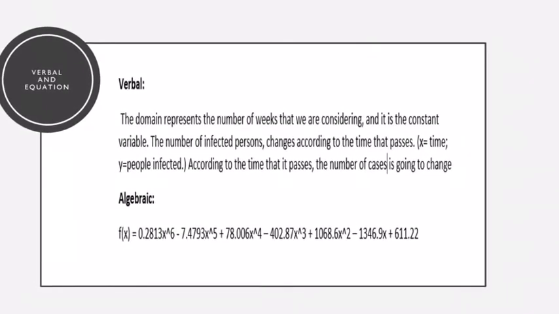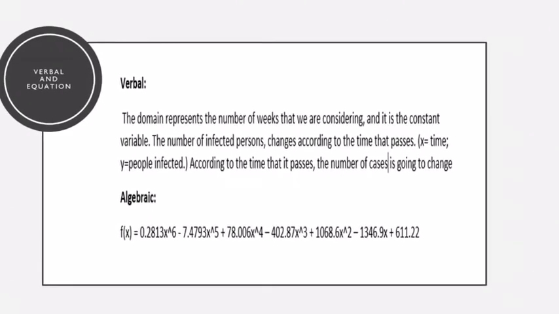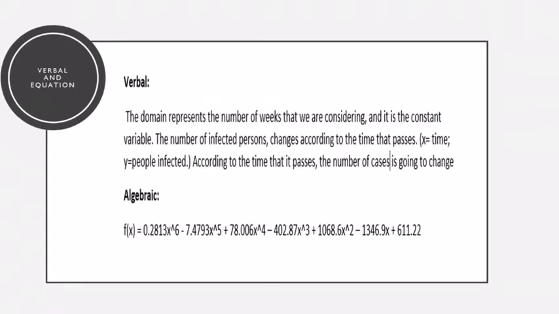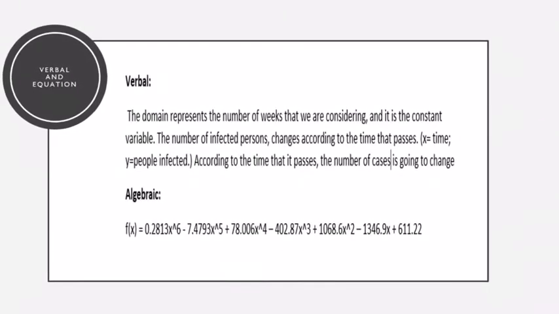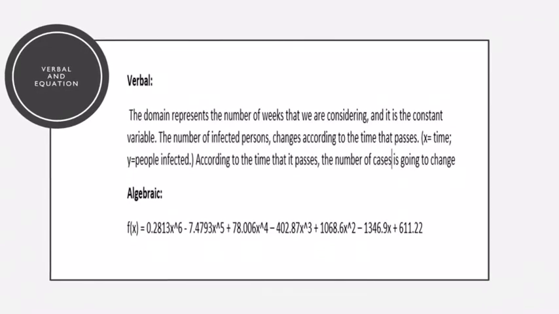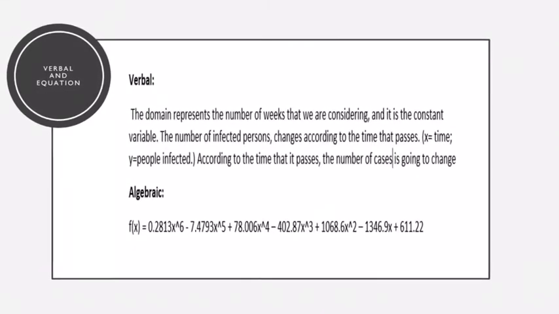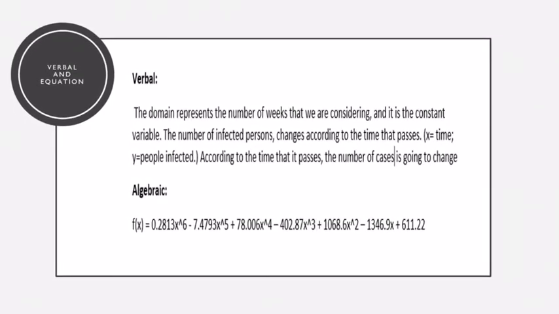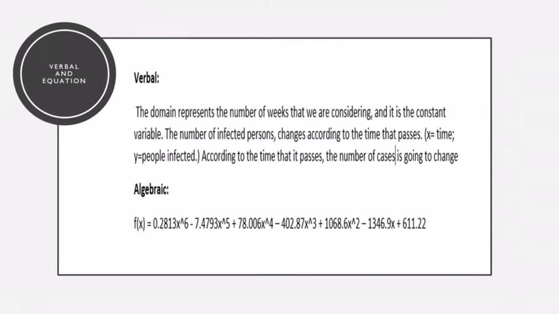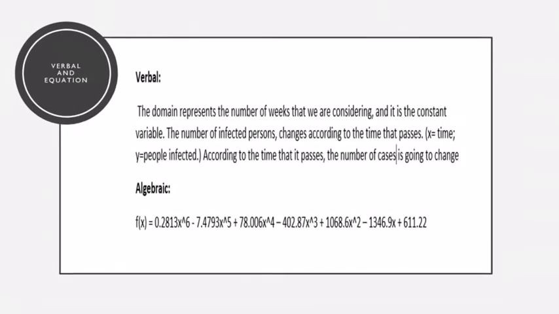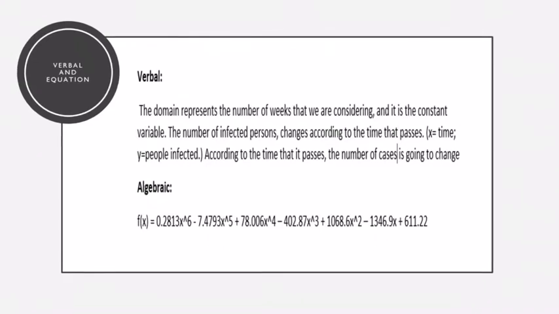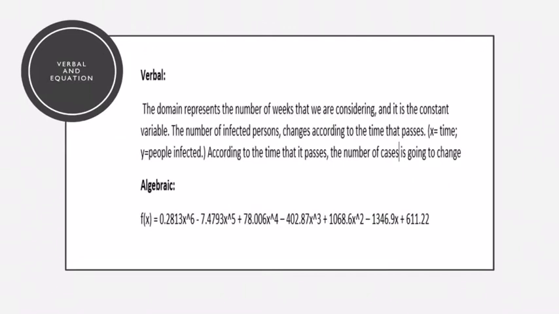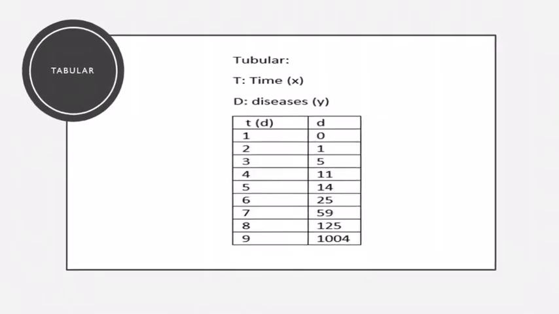In the algebraic form, we have f of x is equal to 0.2813 x to the 6 minus 7.4793 x to the 5 plus 78.006 x to the 4 minus 402.87 x cubed plus 1068.6 x squared minus 1346.9x plus 611.22.